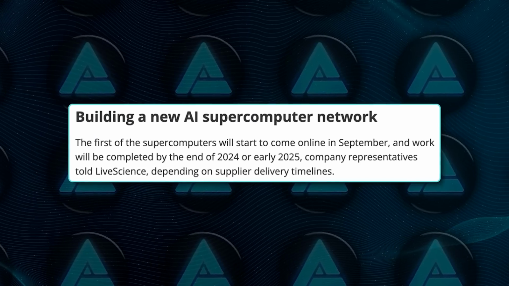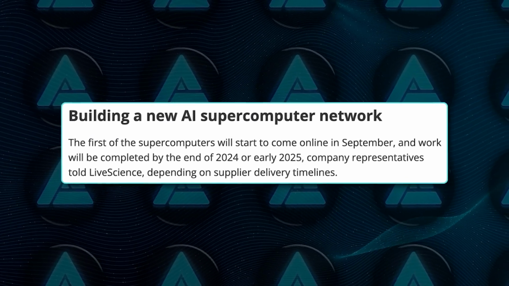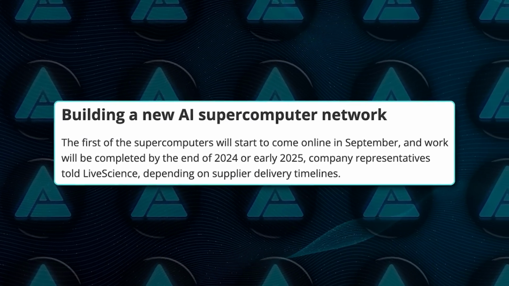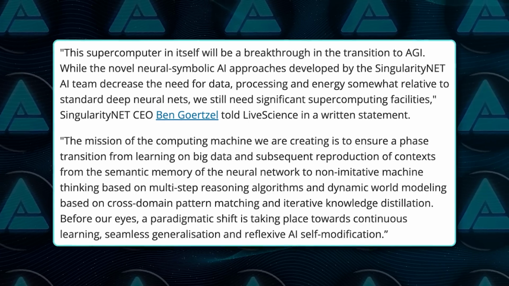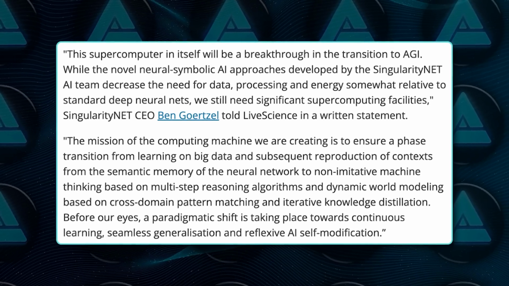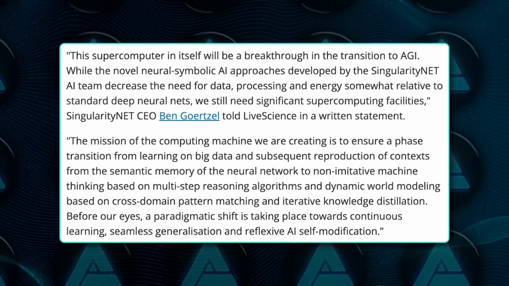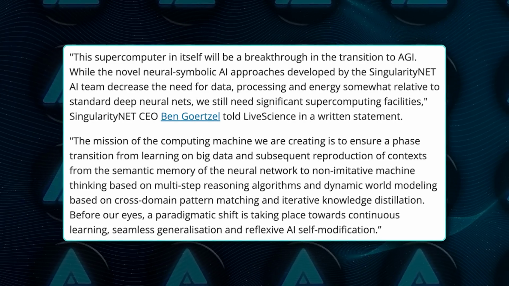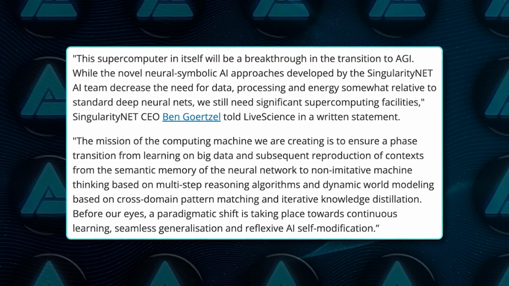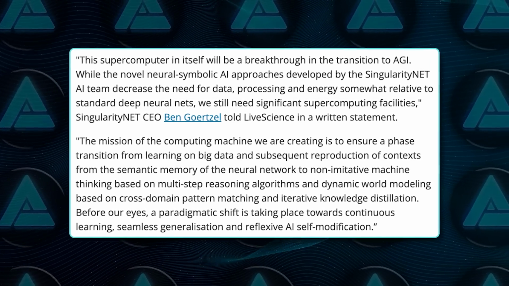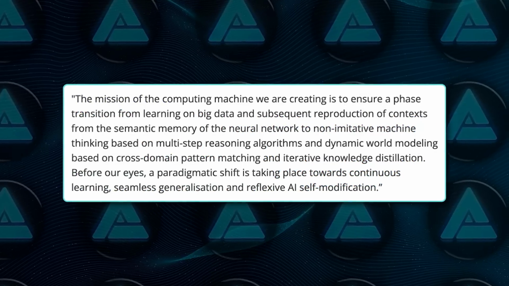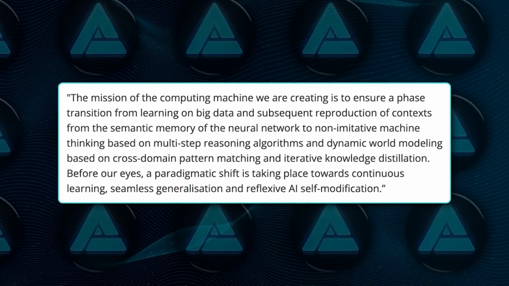The first phase of this supercomputer network will wrap up around late 2024 or early 2025. Ben Gertzel, CEO of SingularityNET, is pretty excited about what this tech can accomplish. He believes that building a distributed, open-source AGI ecosystem could democratize access to AI and avoid the centralization of AI power. You won't need to be Google or OpenAI to access this AGI tech.